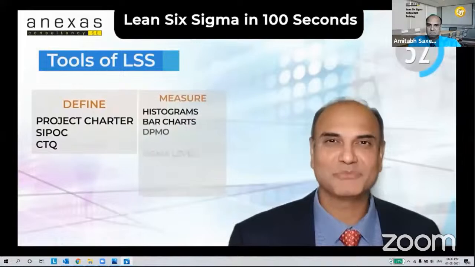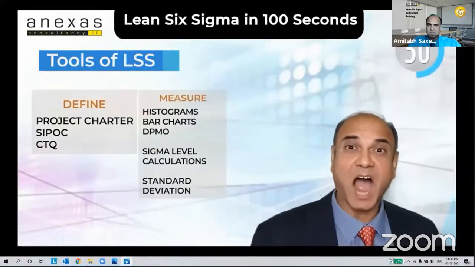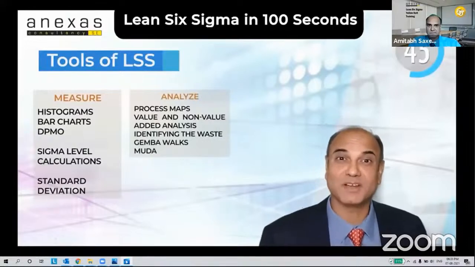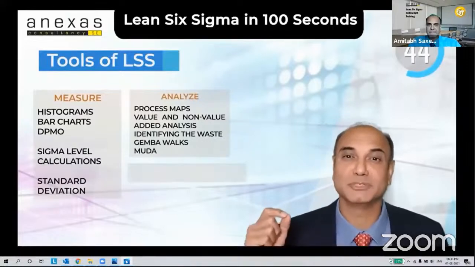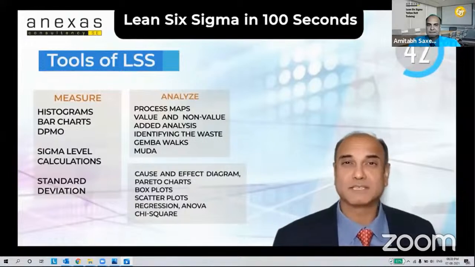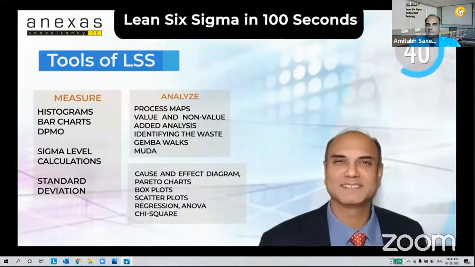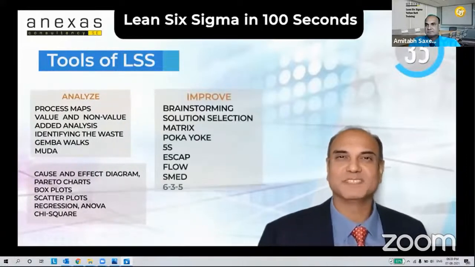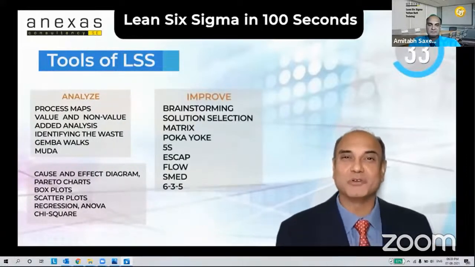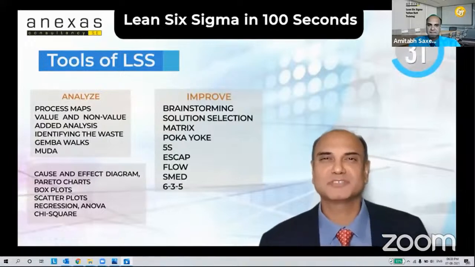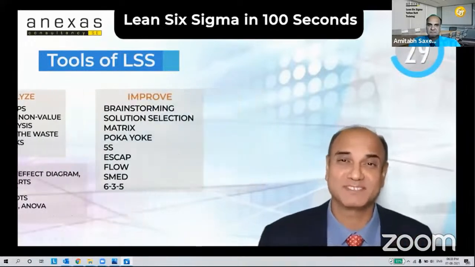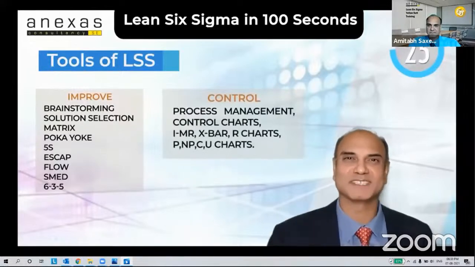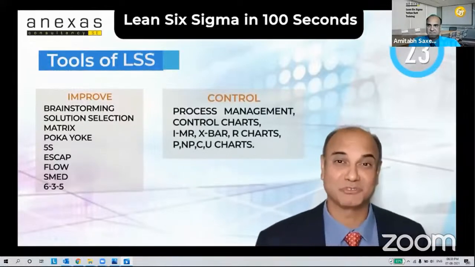In define phase, we set the direction for improvement by writing a problem and goal statement and forming a project team. In measure, we collect the data and understand how the process is performing. In analyze, we analyze the root causes. We map the process, identify the waste, use cause and effect diagram, Pareto analysis, graphical analysis, and hypothesis tests. In improve phase, we generate ideas to take care of root causes using lots of tools like brainstorming, mistake proofing, FMEA, etc.